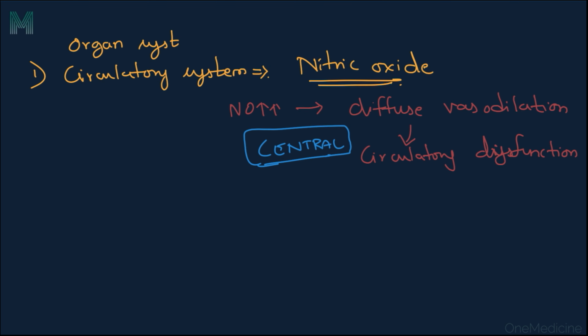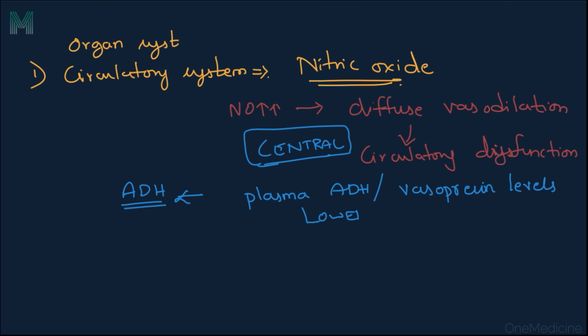Another factor that may contribute to the persistence of the vasodilatation during sepsis is impaired compensatory secretion of antidiuretic hormone. In studies it has been shown that plasma ADH levels or vasopressin levels, both are the same, were lower in patients with septic shock than in patients with cardiogenic shock.